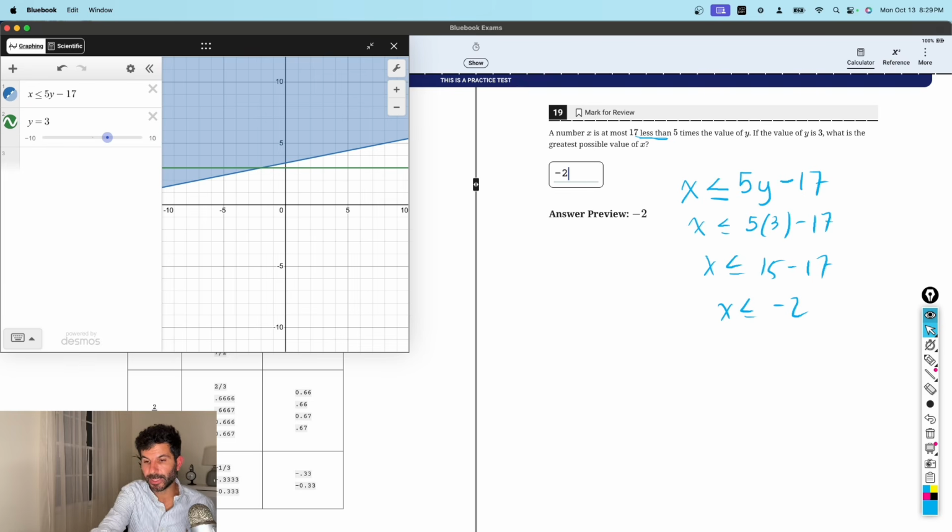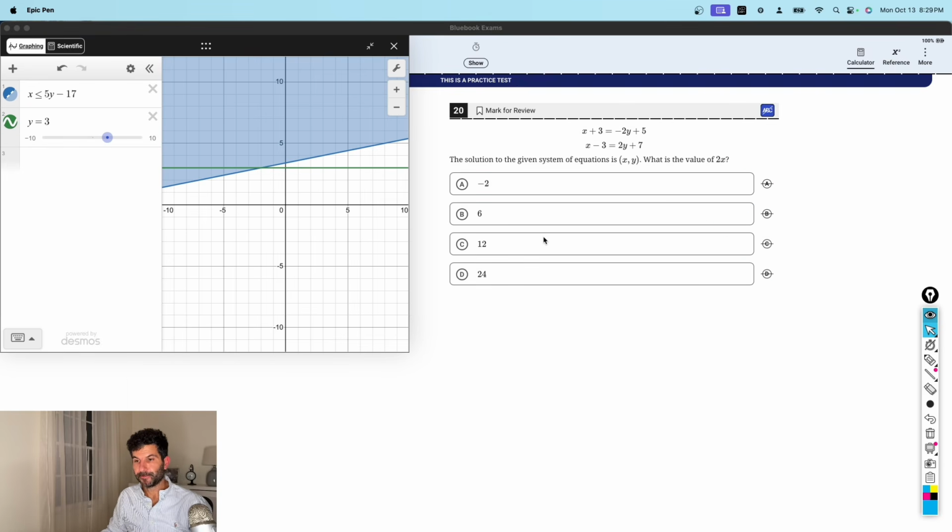So I can confidently say that negative 2 is my answer. Question number 20. Another system here. The solution to the given system of equations is x, y. What's the value of 2x?